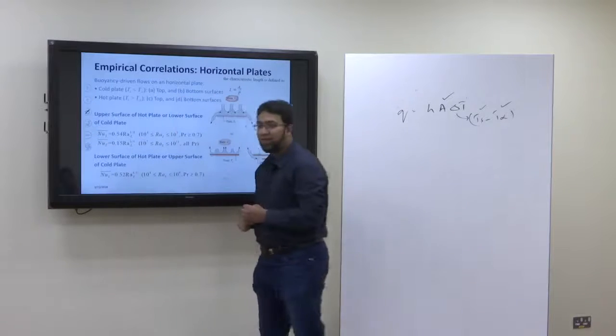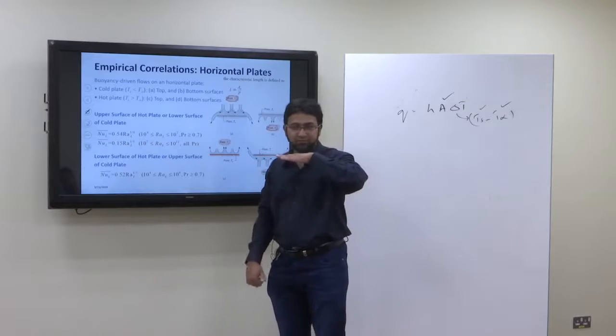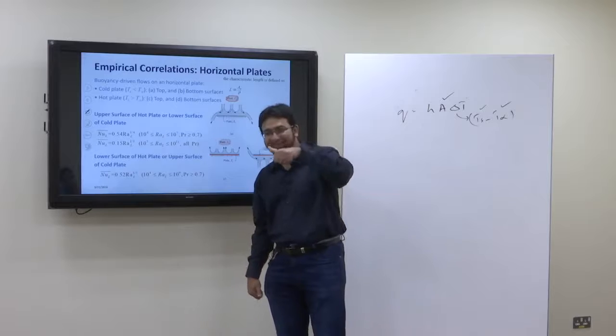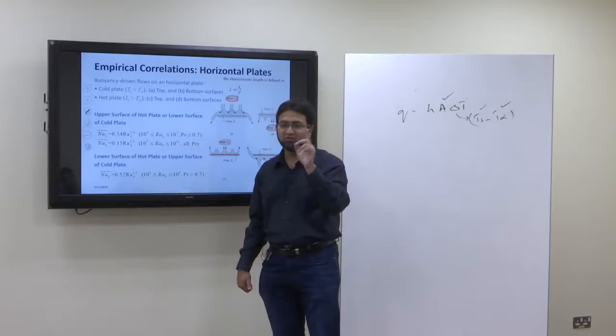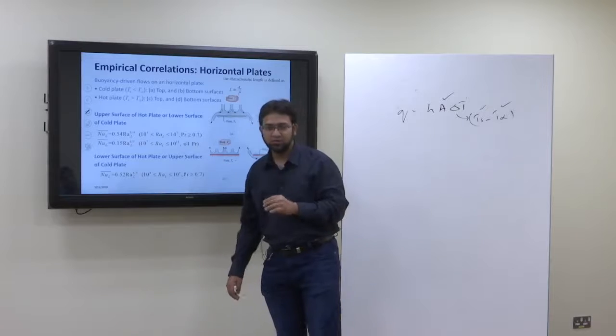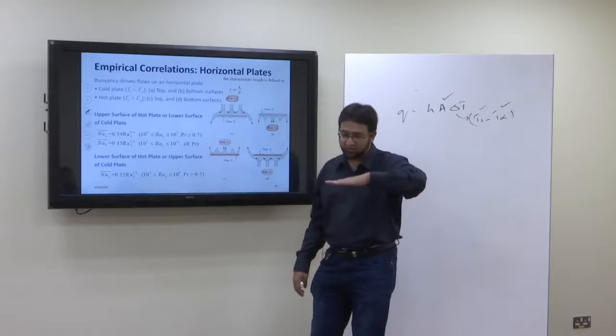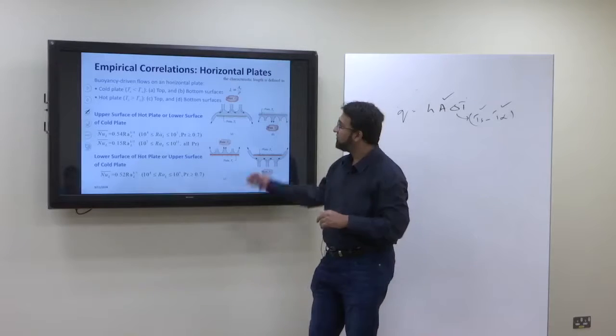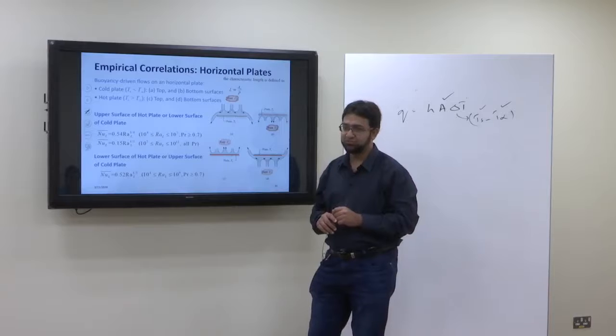Now suppose we have a horizontal plate. We covered the case for the vertical plate and the inclined plate if theta is within 60 degrees. But if it is a horizontal plate, we will have a separate set of correlations.